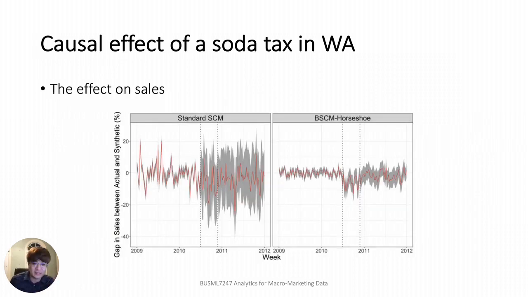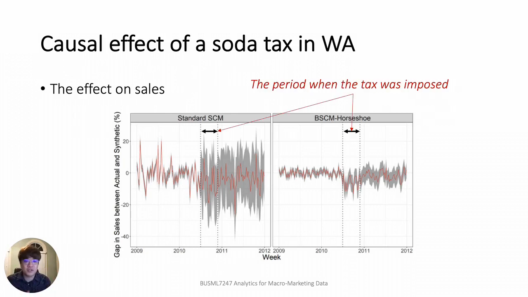And this figure presents the effect of the tax on sales. Y-axis is the gap in sales between the actual and the synthetic unit. The left-hand side one is based on Abadie's original method, and the right-hand side one is based on the new Bayesian method.